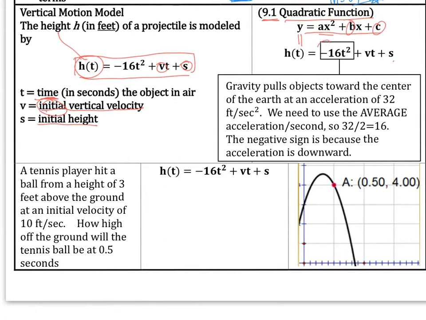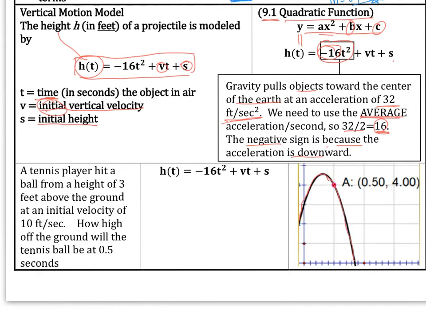Now I'm going to explain what negative 16t squared means, or simply what this coefficient means. Gravity pulls objects toward the center of the Earth at an acceleration of 32 feet per second squared, and we need to use the average acceleration per second. So 32 divided by 2 is 16. So that's where it comes from. So this is a fact. The negative sign is because the acceleration is downward. And think of when you hit a tennis ball with a tennis racket, think of the motion in which the ball travels. It has to be a parabolic motion.